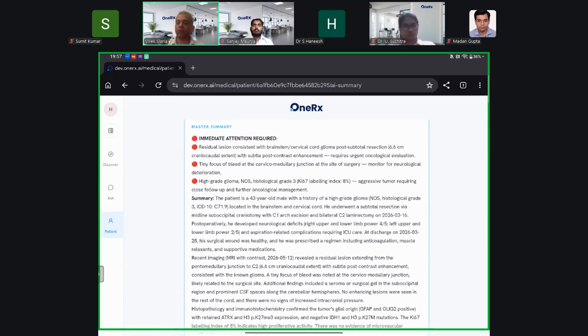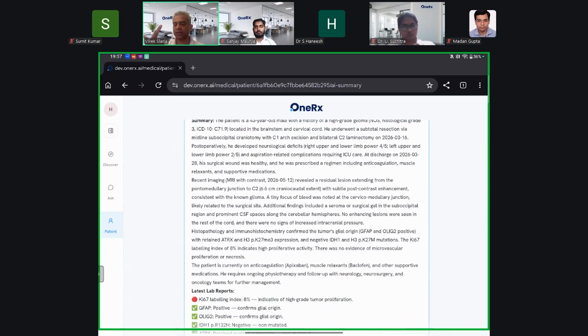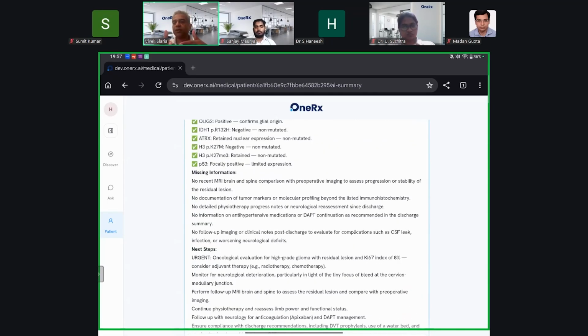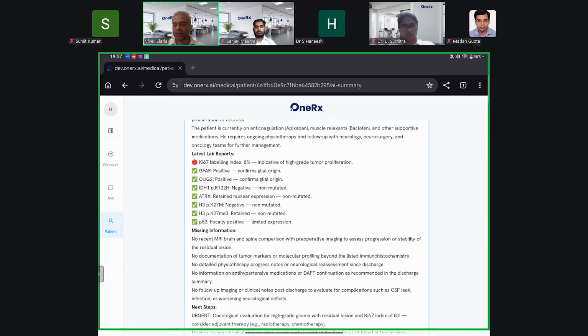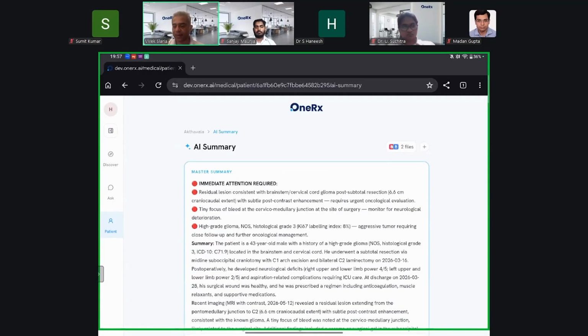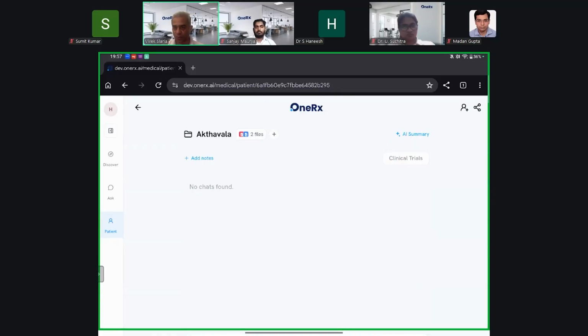So if you upload the second report, which is the same one, it will be able to share and tell you about the improvements in that particular patient. So overall, what it is doing is, number one, it is giving you the latest information. It's aggregating all the evidence summary from all the sites that we rely upon and bringing it to you in just a fraction of the time, like a minute or so at most. So this is what OneRx is all about.